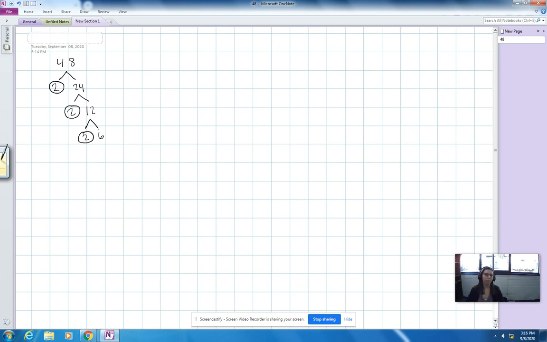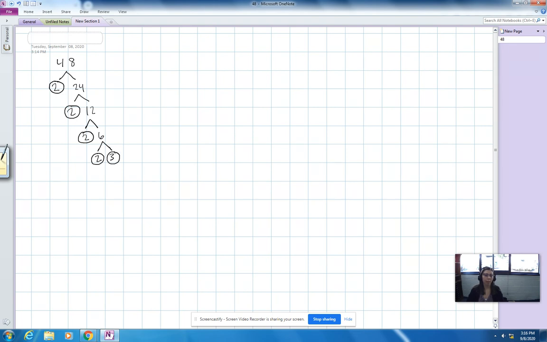And now I have this 6 over here. I know 6 is not a prime number. There are numbers that go into 6 besides 1 and 6. So I'm going to split this up again. I ask myself, what multiplies together to give me 6? Well, I know 2 times 3 gives me 6, and both of these numbers are prime.